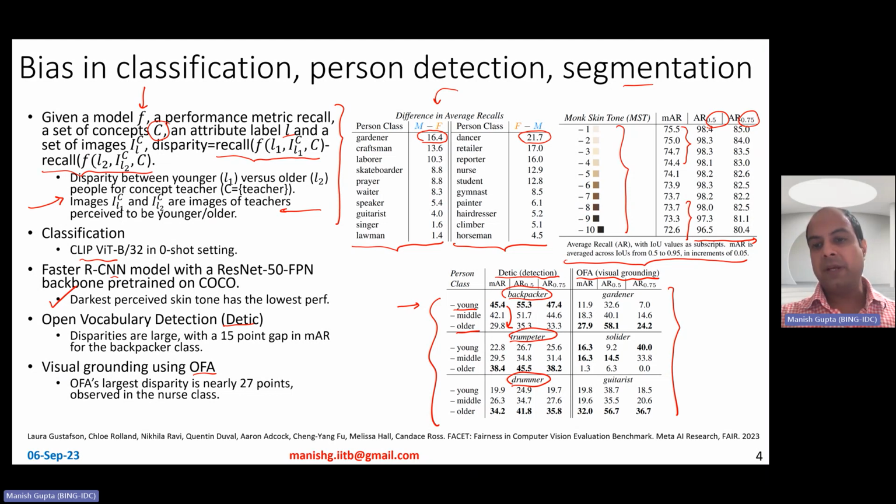Similarly, you see disparities across visual grounding as well. So for example, older people are more likely to be accurately predicted as gardeners rather than younger people, right? And this is observed across multiple types. In the paper, you will see for different types. Here, I've just shown 3 different categories of people, but you will see in the paper that these disparities are present across almost every type.